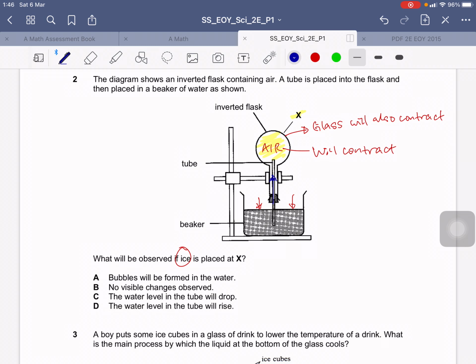So here they say option A, bubble is formed. No, that's not true. No visible change, actually not true. Water level will drop, not true. It will rise, that's correct. So answer is D.